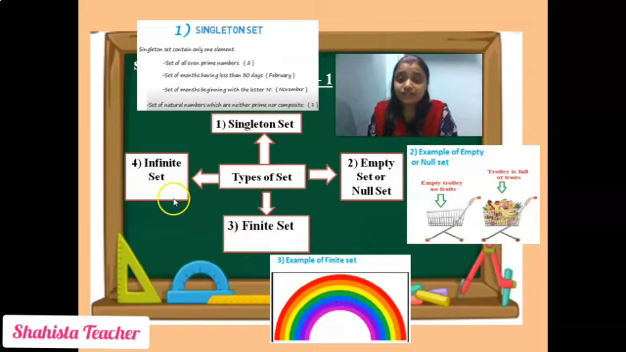Now, infinite set. Infinite sets are those sets. First we will read the definition. Infinite sets are those sets which are not countable and they are unlimited, which we cannot count. For example, natural numbers. We know that natural numbers start from 1, but we don't know which number is the last number. Why? Because it goes on increasing. It goes on. It is continuous.